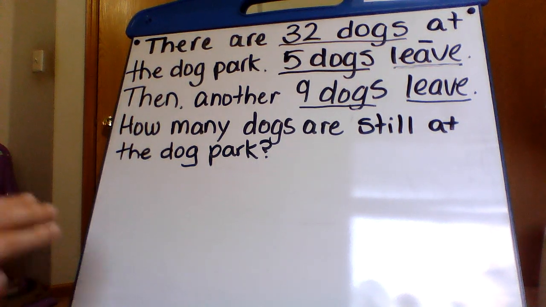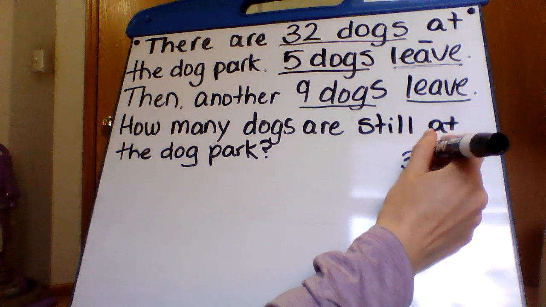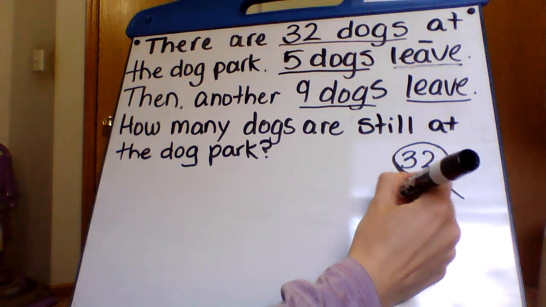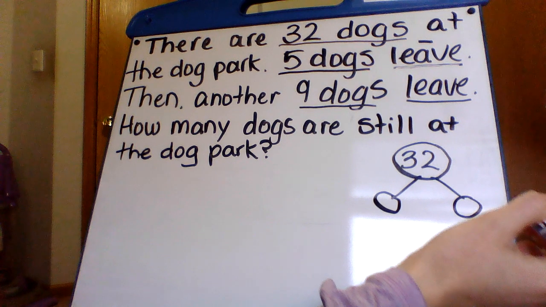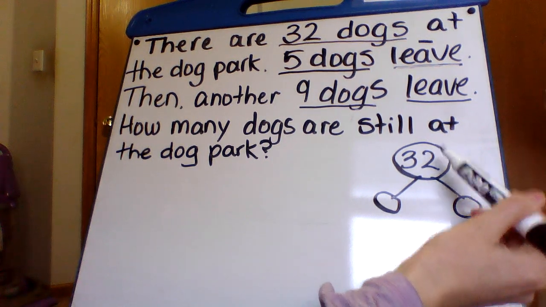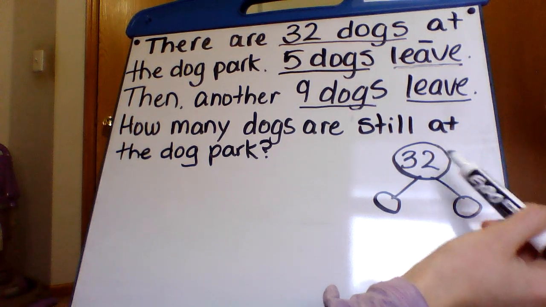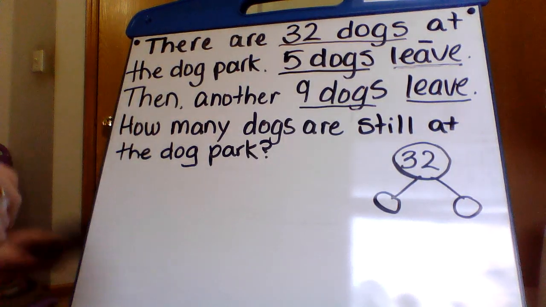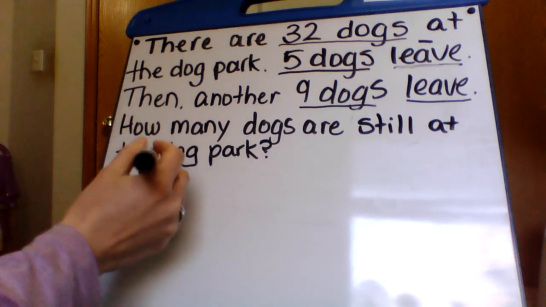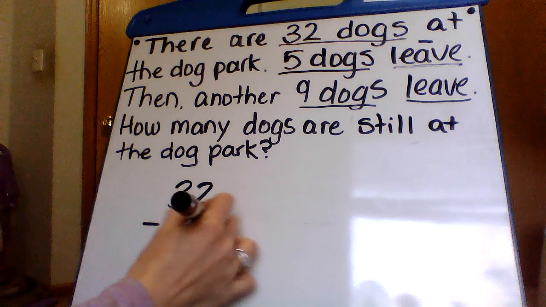Now you have to ask yourself, what's your whole and what's your part? I know that some of us like to draw our number bond to figure it out. We know that there are 32 dogs at the park right now. We want to know how many are still left at the park. So right now there's 32, and we see that 5 dogs leave. So 32 minus 5.